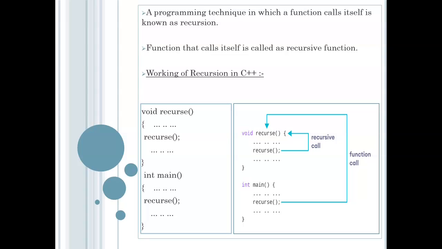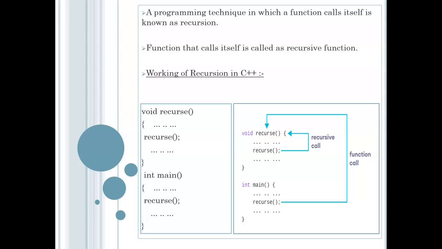See the working of recursion in C++ on the screen. Here, the recurse function is used, which calls itself inside the recurse function. In the main function, we are calling the recurse function, which will jump to the recurse function.